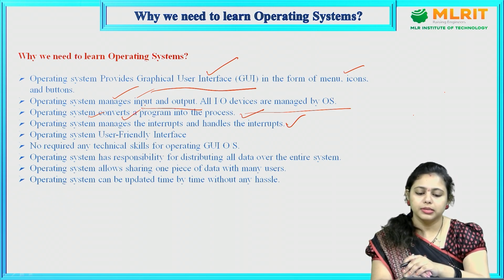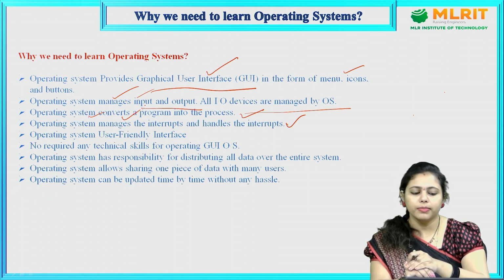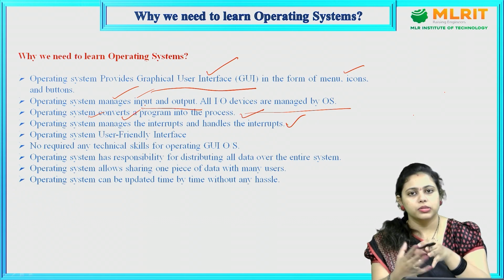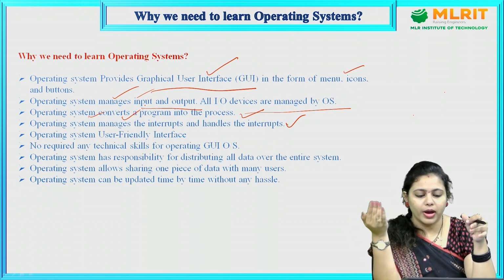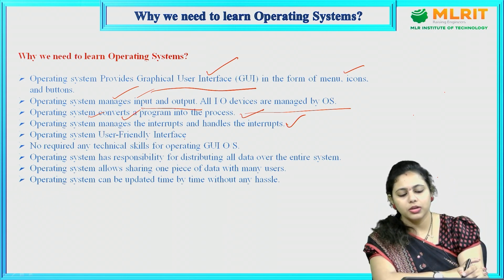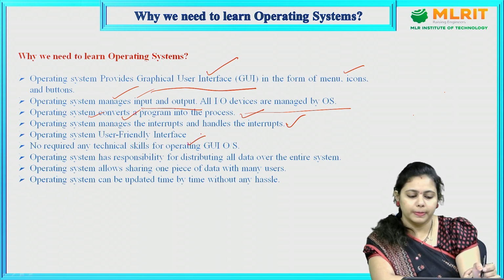Next, the operating system is a user-friendly interface. We all know that. Windows is one operating system which can be understood by every layman. By seeing it, we know that in Windows we have different icons. I have an audio file, a Word file, an Excel file. By seeing that, I can easily operate. So my OS is user-friendly.